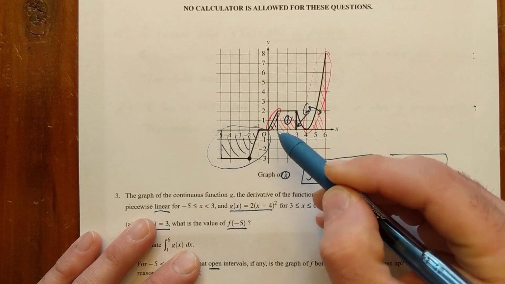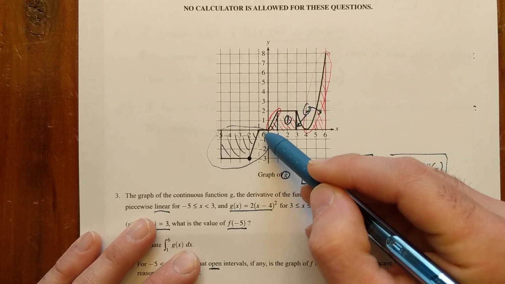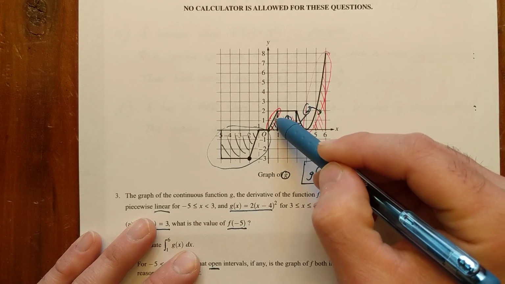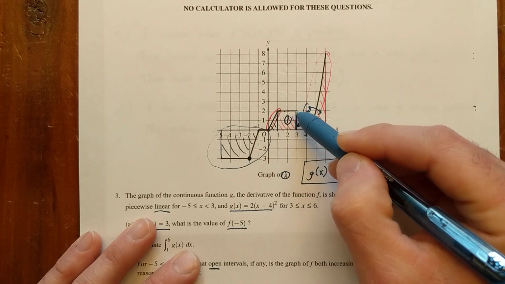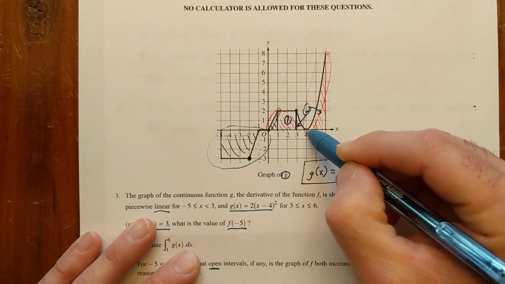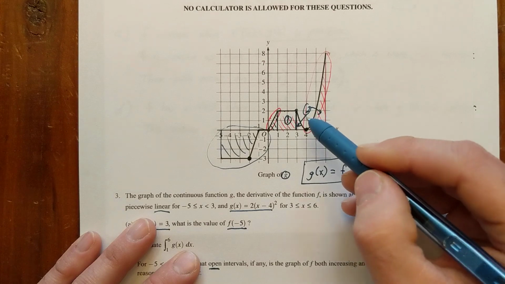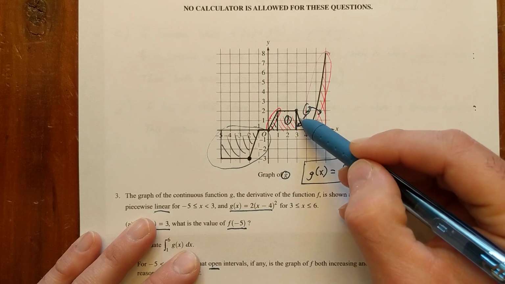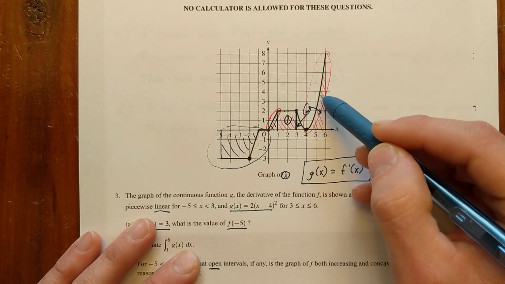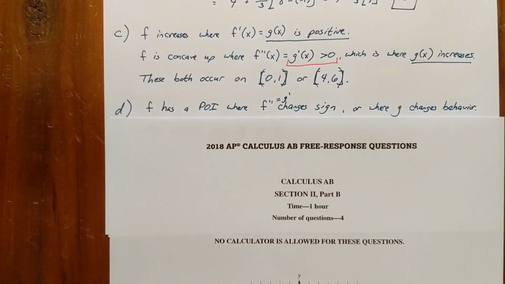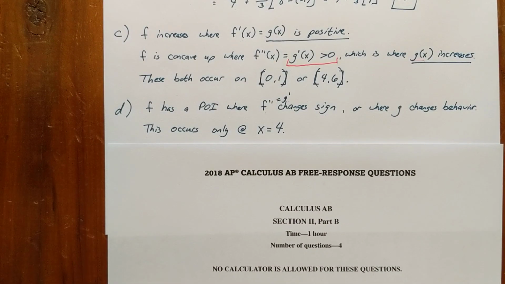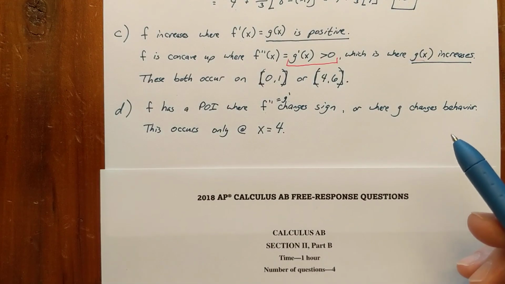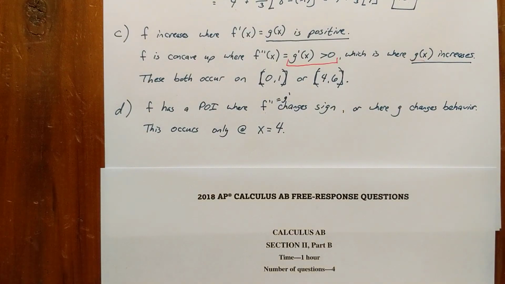Similarly, right here at -1, g prime changes from positive to 0, not a sign change. Right here, from 0 to positive, not a sign change. From positive to 0, not a sign change. 0 to negative, not a sign change. But the only interesting spot is right here at 4. g was decreasing, then starts increasing. So the sign of g prime was negative from 3 to 4 and switches to positive from 4 to 6. So the only spot here where f double prime or g prime changes sign, the only one occurs there at x equals 4. And that is a wrap on 2018 problem number 3.